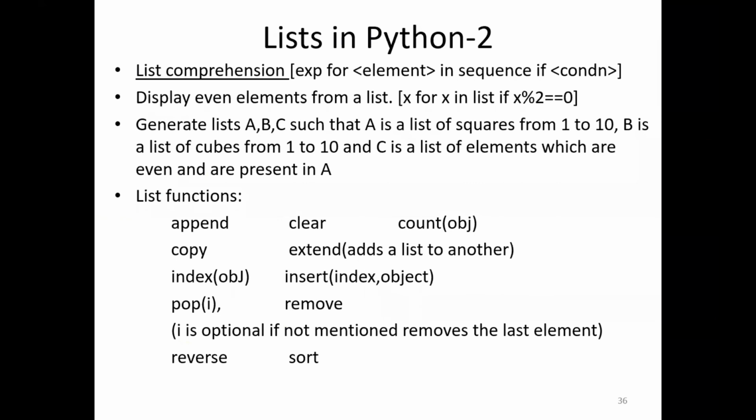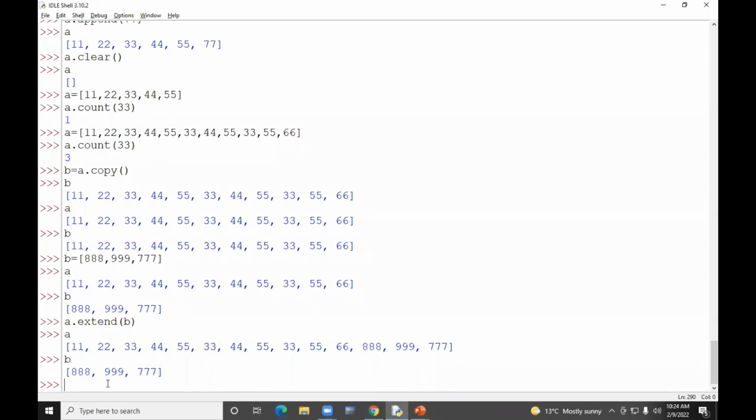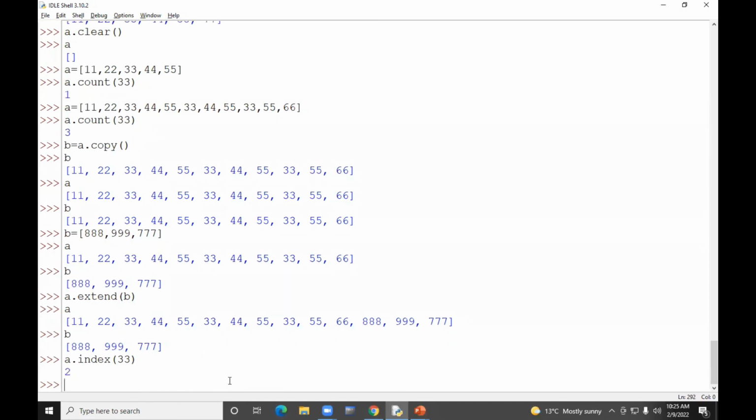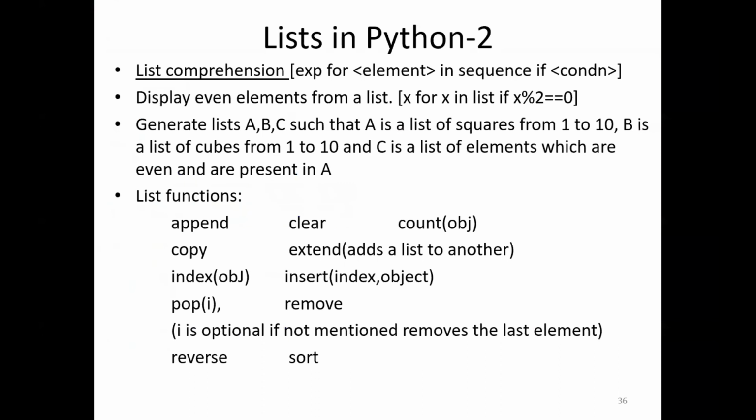The next is the index. Index will tell you the index of the first occurrence of the object. So let's check here, say A dot index 33. Obviously 33 is here at the second index, right? So let's see. Index 2 is returned here. 33 occurs here also, but it returns the first index, right?